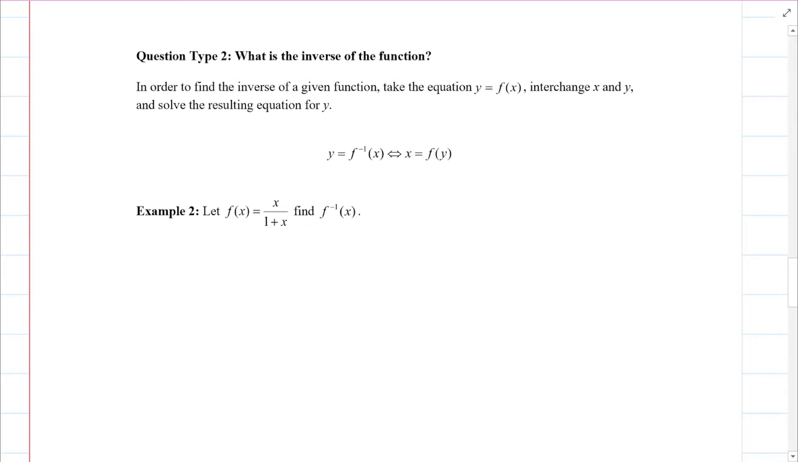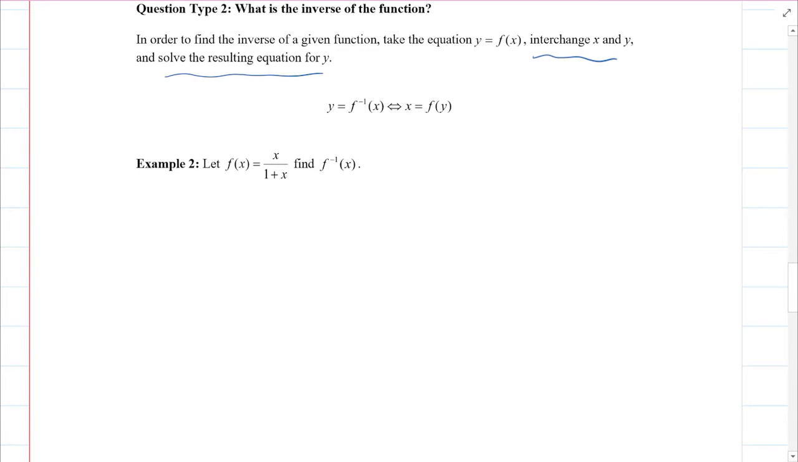The next one is they ask you to actually find the inverse of a function. So they give you the original function, and then they ask you to find f inverse, such as what you see in this example. So the steps are very simple. If they give you a function and ask you for inverse, you interchange x and y. You solve the equation for the resulting y. So let's do that in this question.